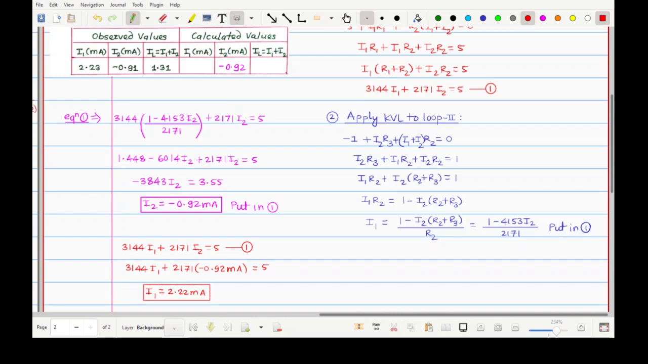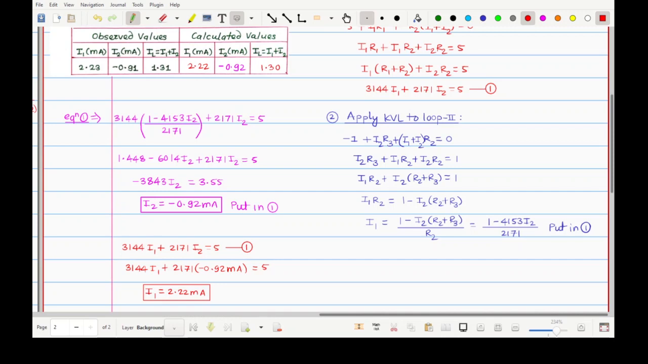So put this value in our observation table: 2.22 milliampere. Now we have to find the load current. Load current is the addition of I1 and I2. If you do the algebraic addition, what you are getting is 1.30 milliampere. So this is all about calculation and observations.